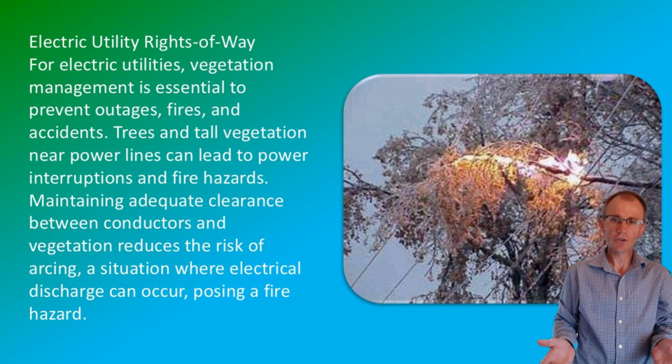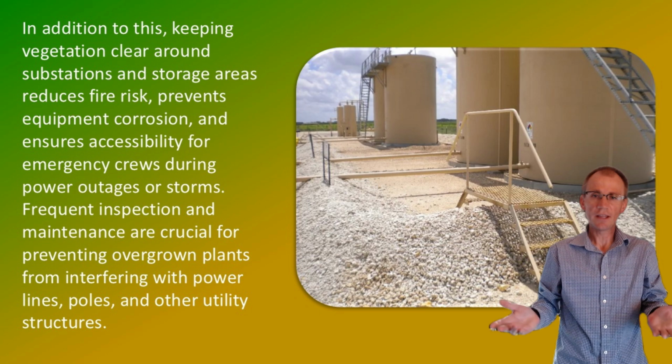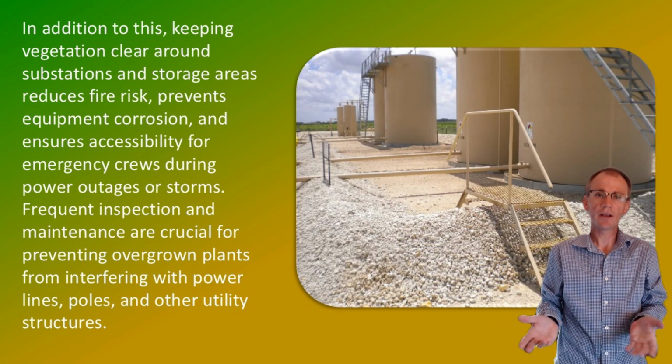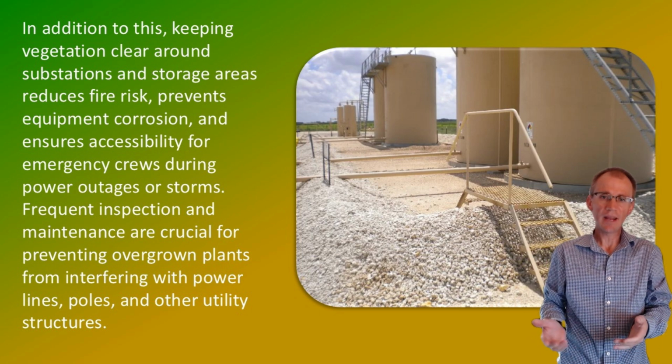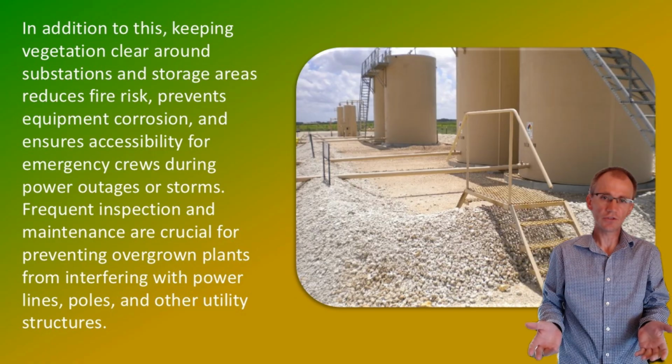a fire hazard. In addition to this, keeping vegetation clear around substations and storage areas reduces fire risk, prevents equipment corrosion, and ensures accessibility for emergency crews during power outages or storms. Frequent inspection and maintenance are crucial for preventing overgrown plants from interfering with power lines, poles, or other utility structures.